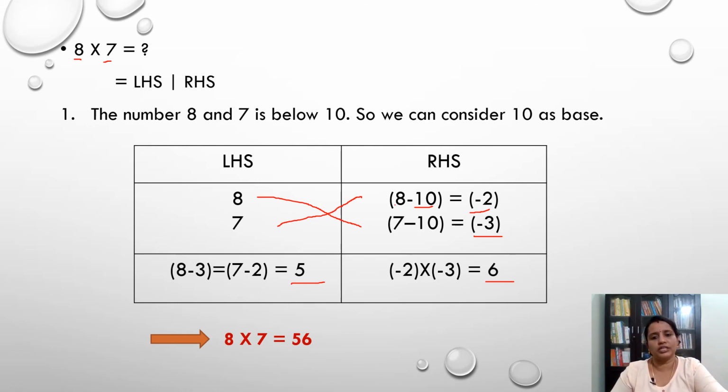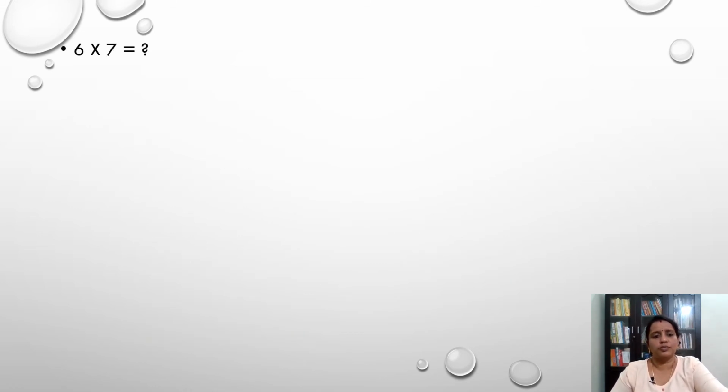Okay, we can go for the next problem. What's the problem here? It's 6 into 7. What do I have to do here? First, initially, I have to split my answer into two parts, that is the LHS and my RHS.